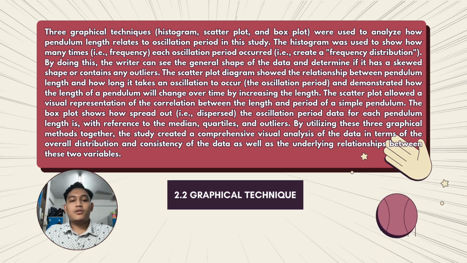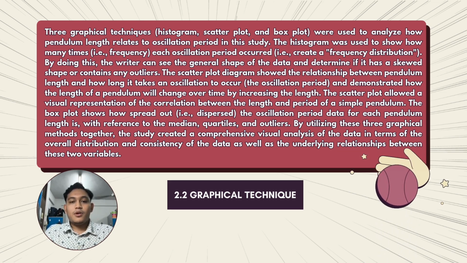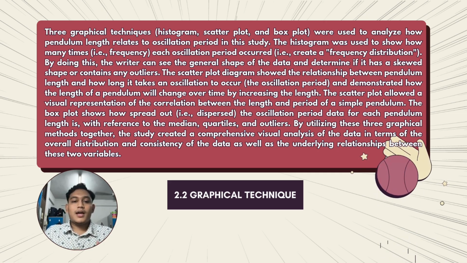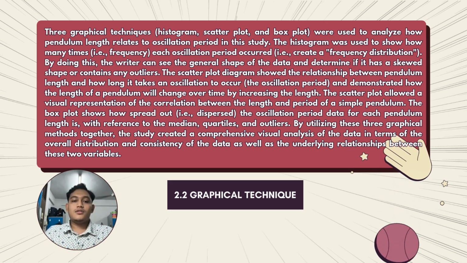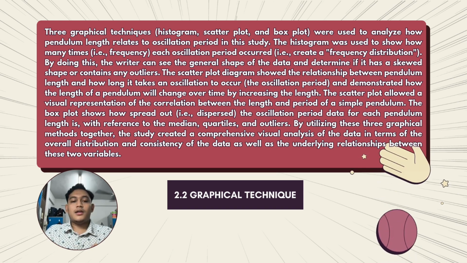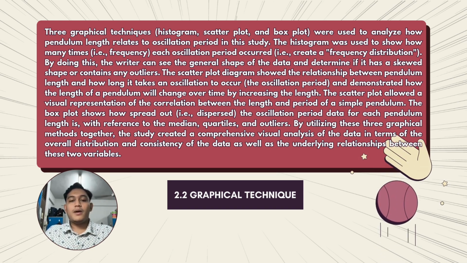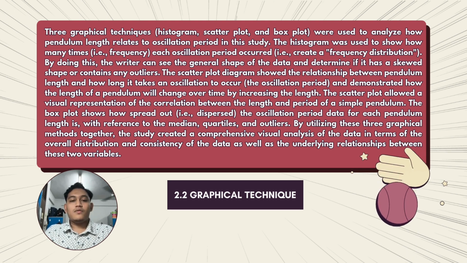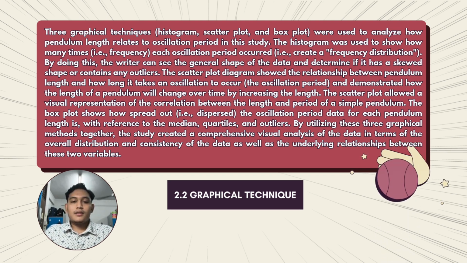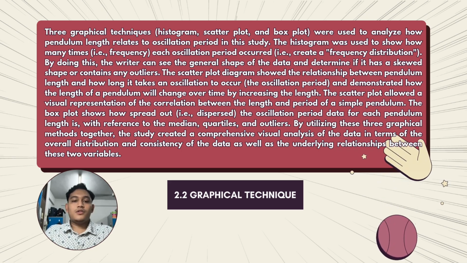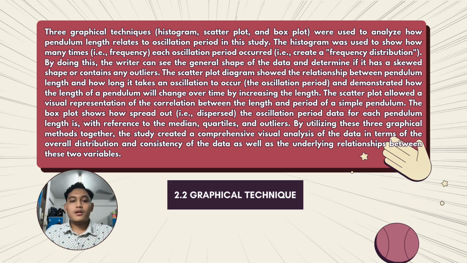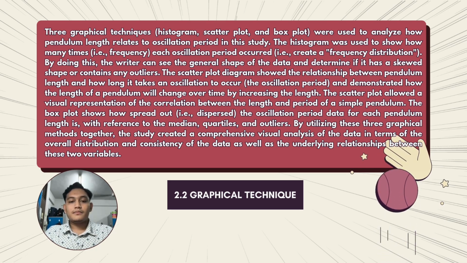or contains any outliers. The scatter plot diagram shows the relationship between pendulum length and how long it takes an oscillation to occur, and demonstrates how the period of a pendulum changes by increasing the length. The scatter plot allows a visual representation of a correlation between the length and period of a simple pendulum.